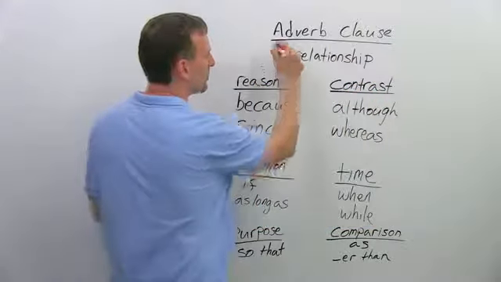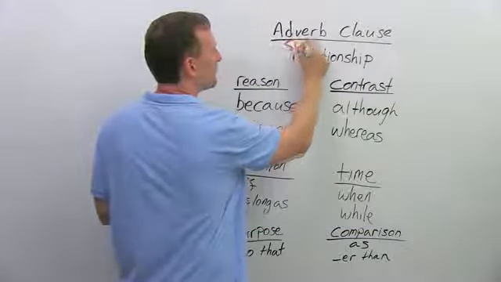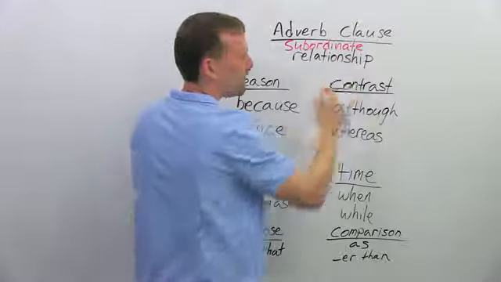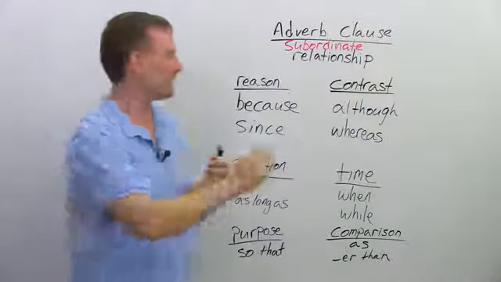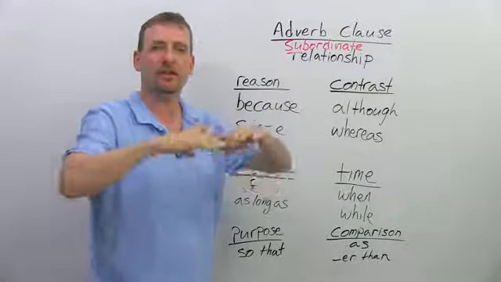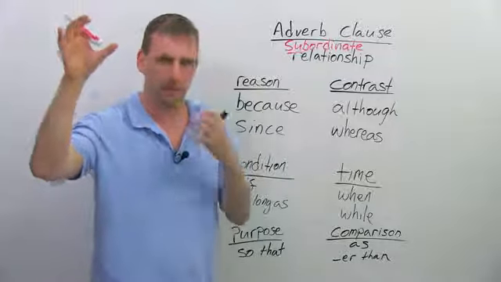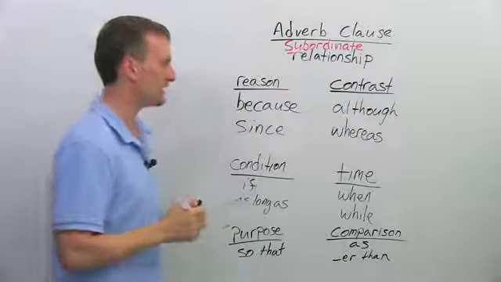Again, they like to use different words. Some people call this the subordinate clause. Subordinate meaning under, right? Sub means under. It's under the independent clause, meaning the independent clause is the more important one. The subordinate clause is the second.